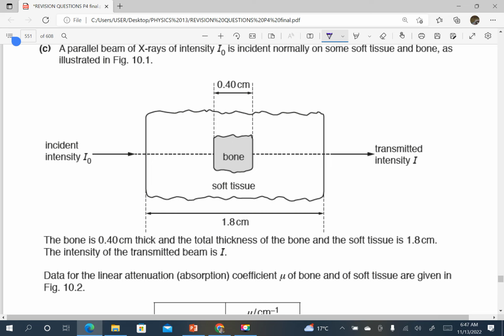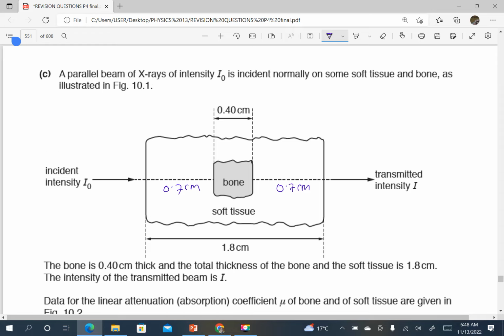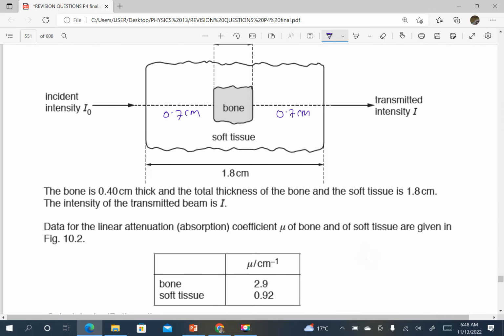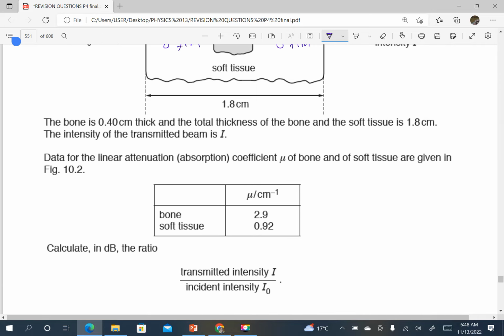So let's find the thickness. The total is 1.8, bone is 0.4. So I think this is 0.7. This one is also 0.7, assuming the bone is at the center. The bone is 0.4 centimeters thick, and the total thickness of the bone and the soft tissue is 1.8 centimeters. The intensity of the transmitted beam is I.